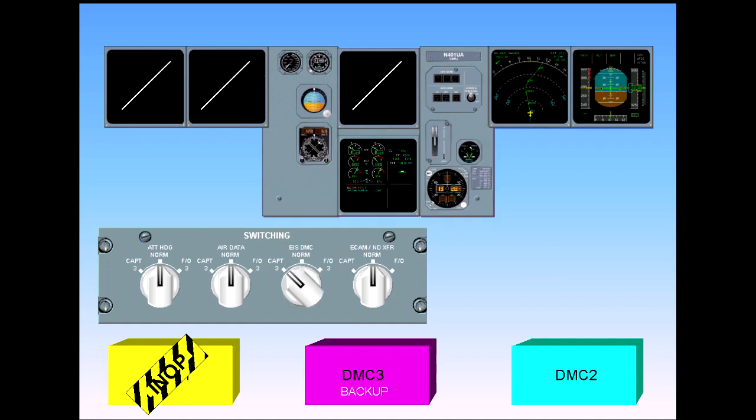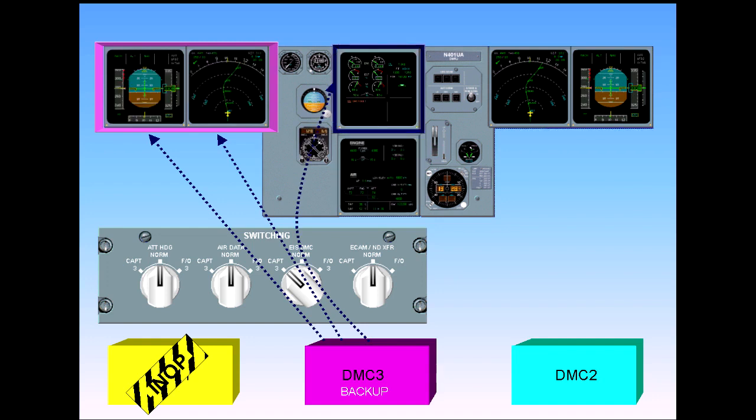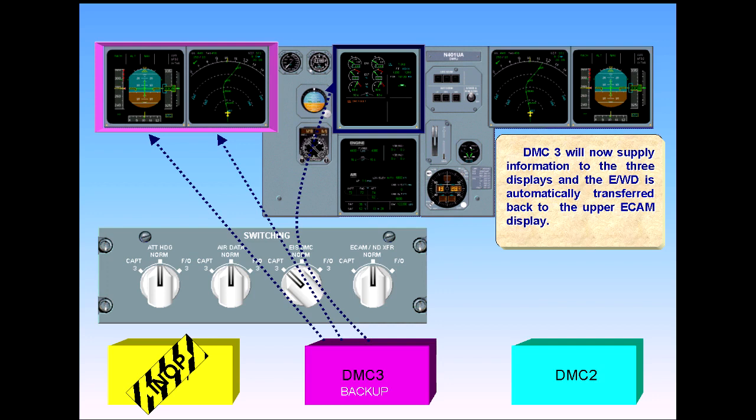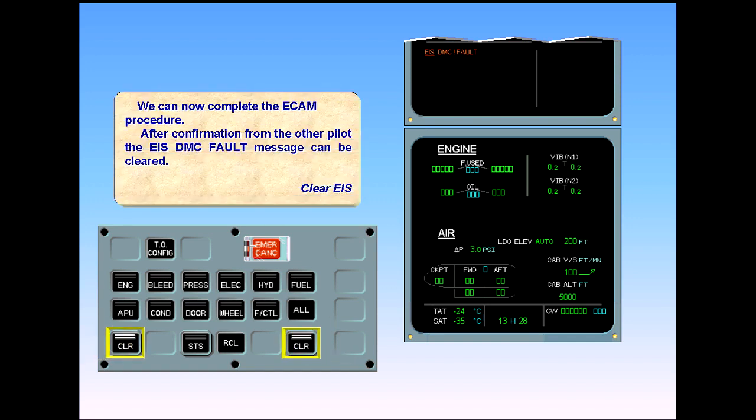DMC-3 will now supply information to the three displays, and the EWD is automatically transferred back to the upper ECAM display. We can now complete the ECAM procedure. After confirmation from the other pilot, the EIS DMC fault message can be cleared. Clear EIS.